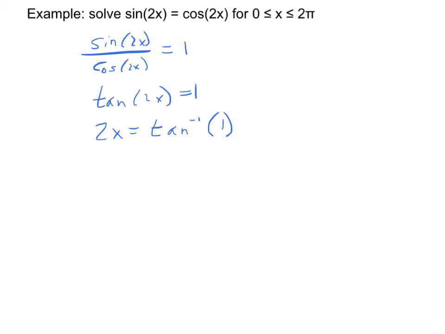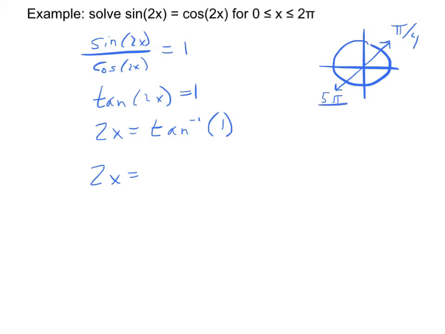So now we have to stop and think: where is tangent 1? What is the inverse tangent of 1? That's where sine x over cosine x is 1. On your unit circle, that's going to be here at pi/4, and then down here at 5pi/4. Now what's really important here is that those two values, pi/4 and 5pi/4, are now set equal to 2x. So I have 2x equals pi/4, and I also have 2x equals 5pi/4.